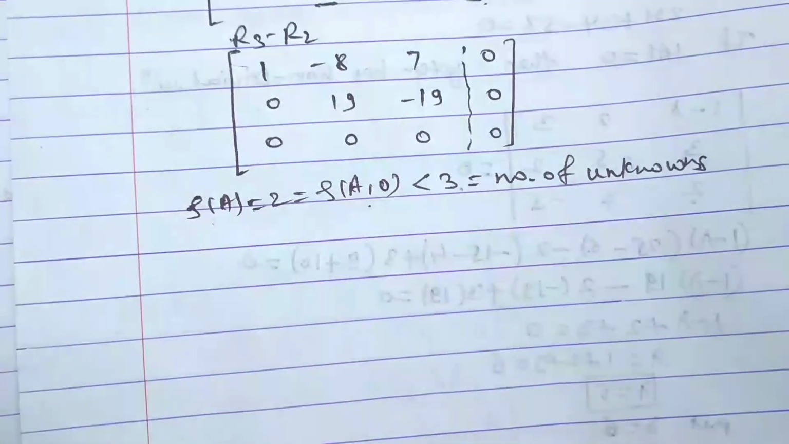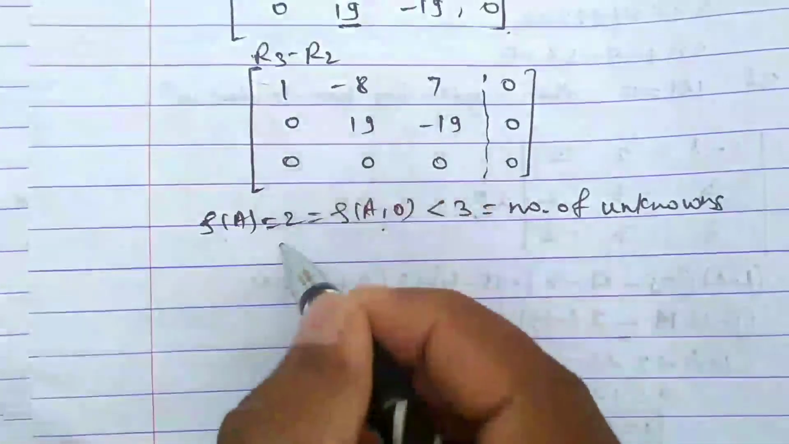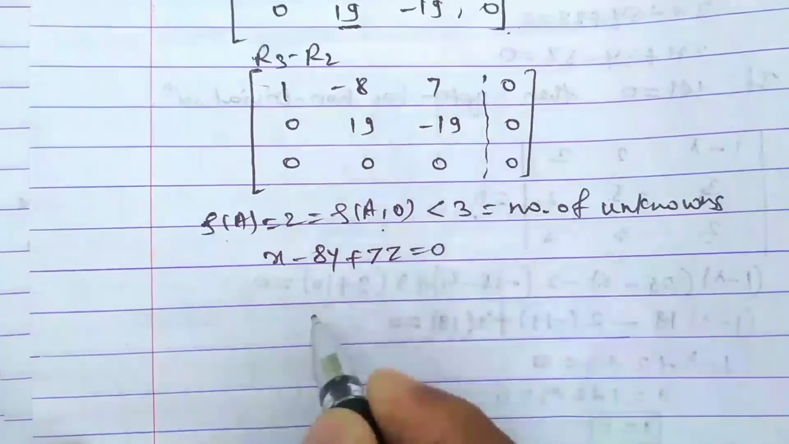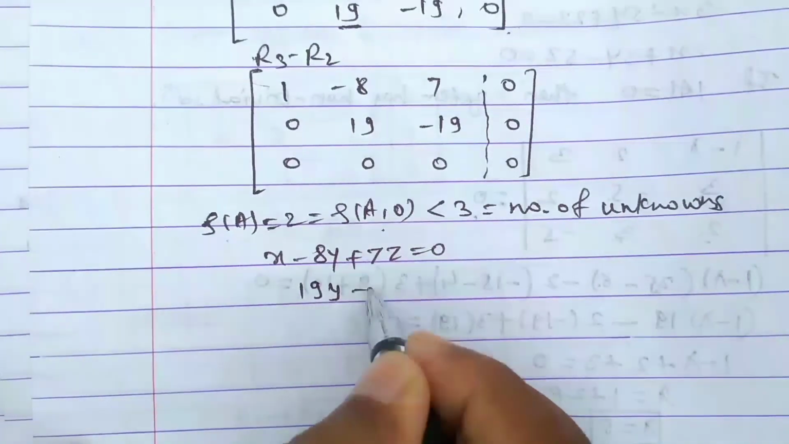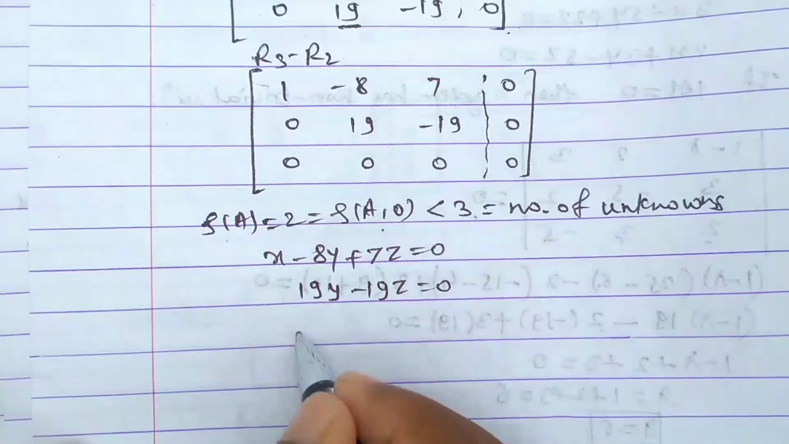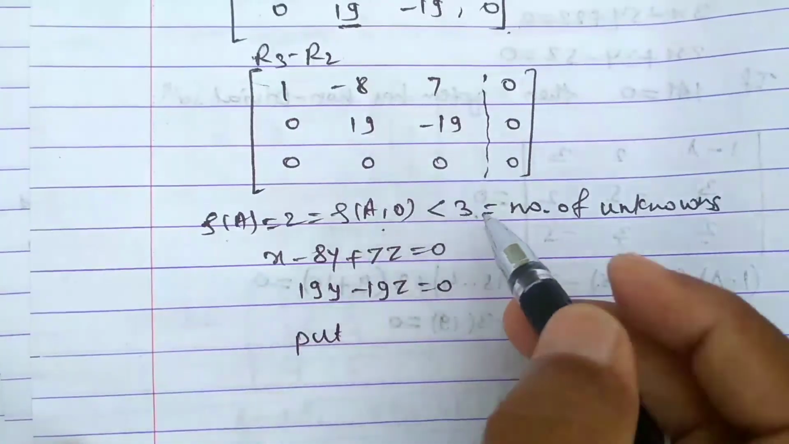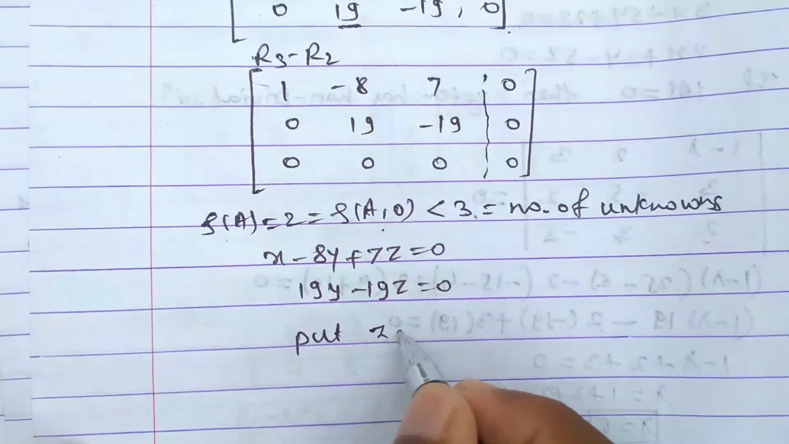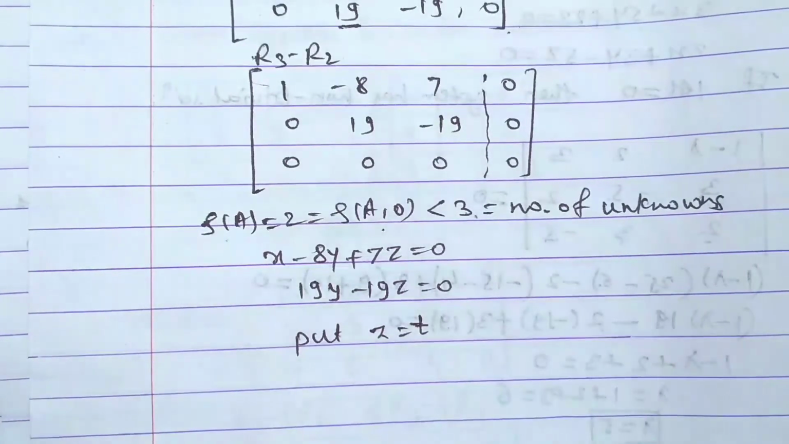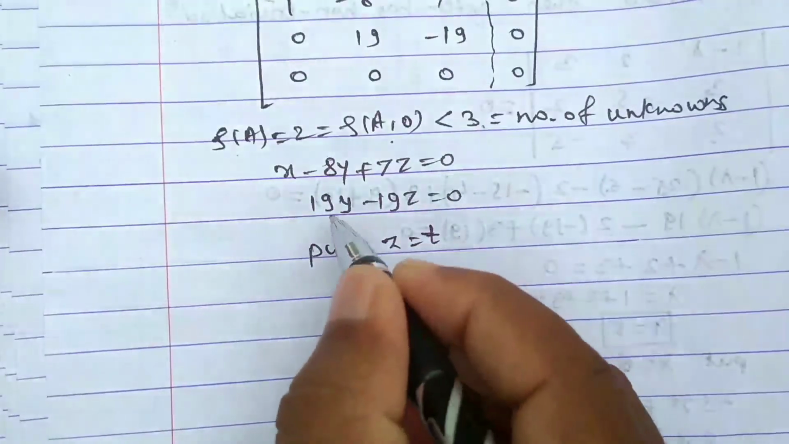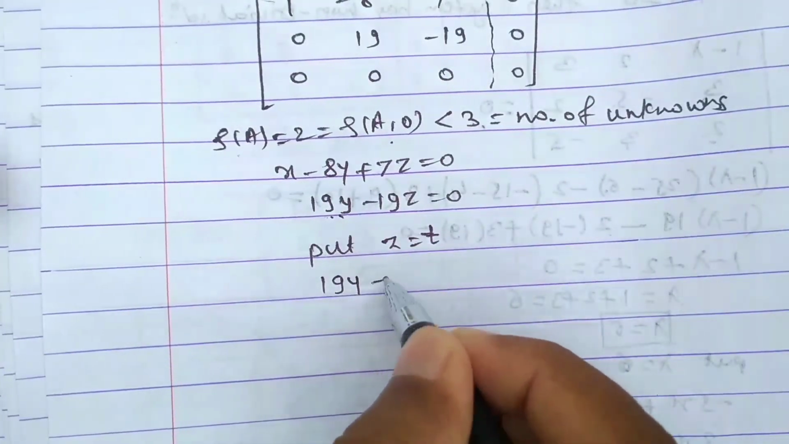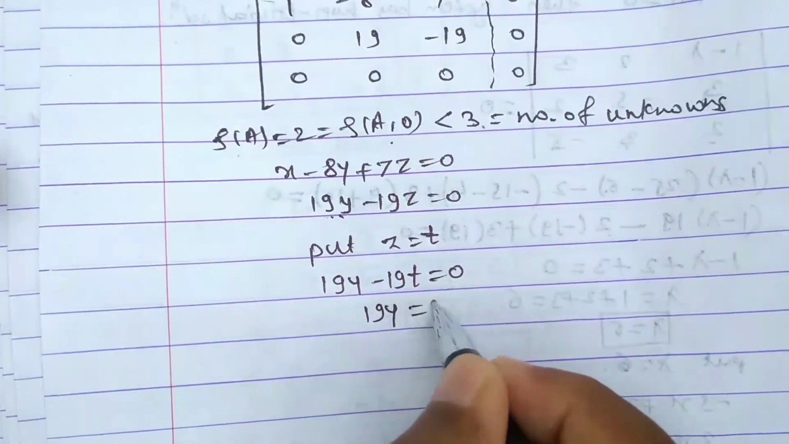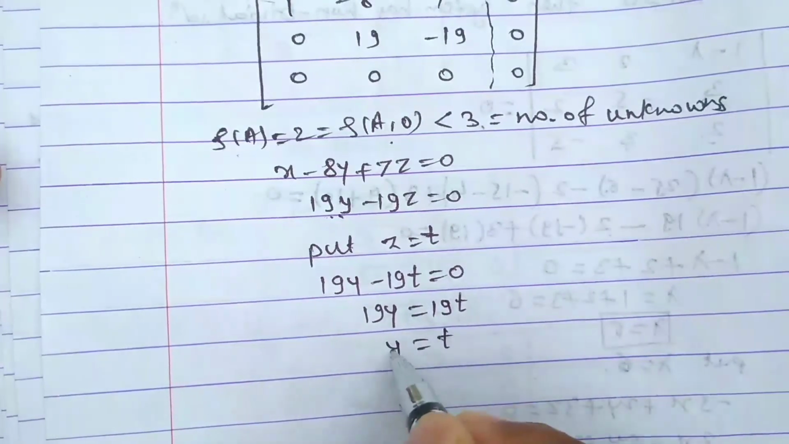To find these non-trivial solutions, rewrite the system as x minus 8y plus 7z equals 0 and 19y minus 19z equals 0. Now what is the difference between the rank and the number of unknowns? It is a difference of 1. So choose a parameter t and put z equals t. What will you get from the second equation? 19y minus 19t equals 0. That means 19y equals 19t, so the value of y is also t.